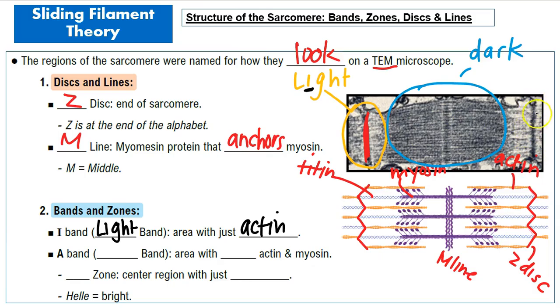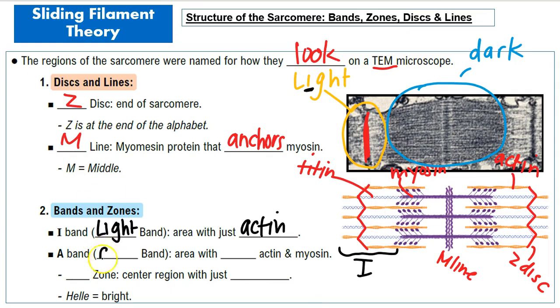And of course, we know that because the actin is going to be anchored at the end of a sarcomere, which is at the Z disc, it's going to be very light in that area. We can also see it here. This is the I band because all we have is actin. All we have is actin at the end of the sarcomere, and then we have all the actin here. That's the brightness that we see on the transmission electron microscope.